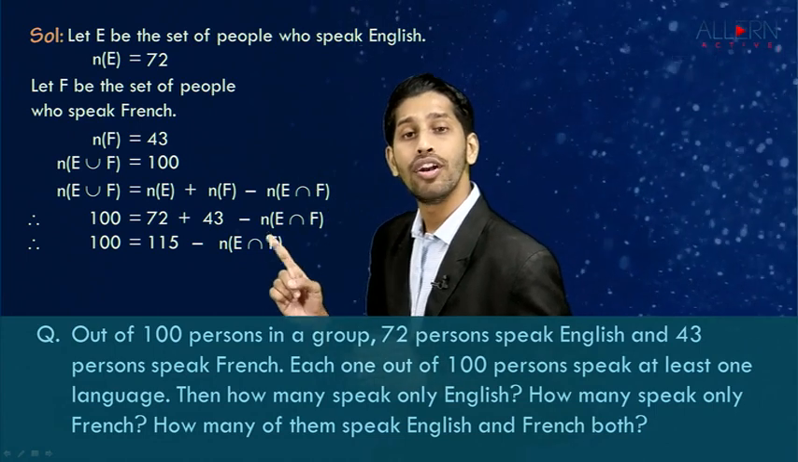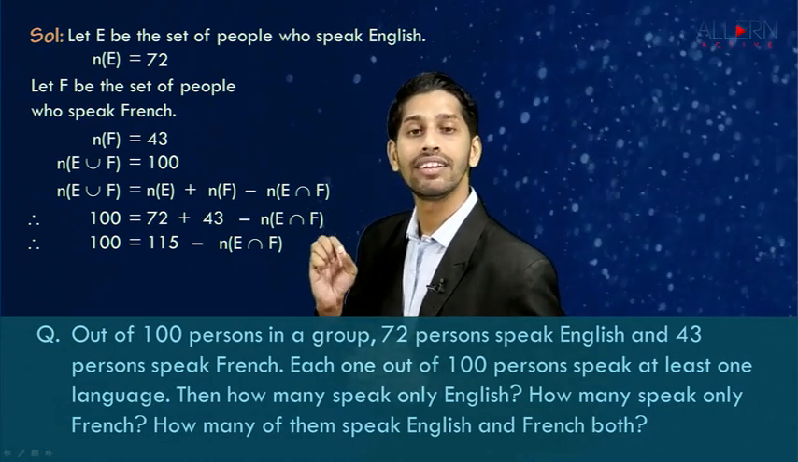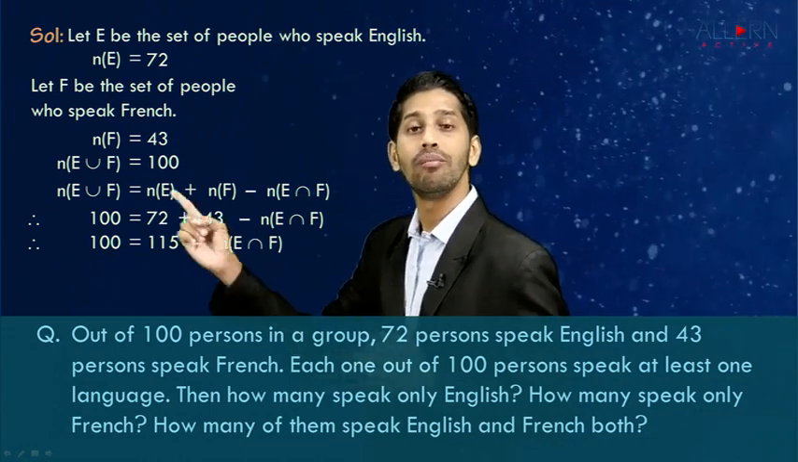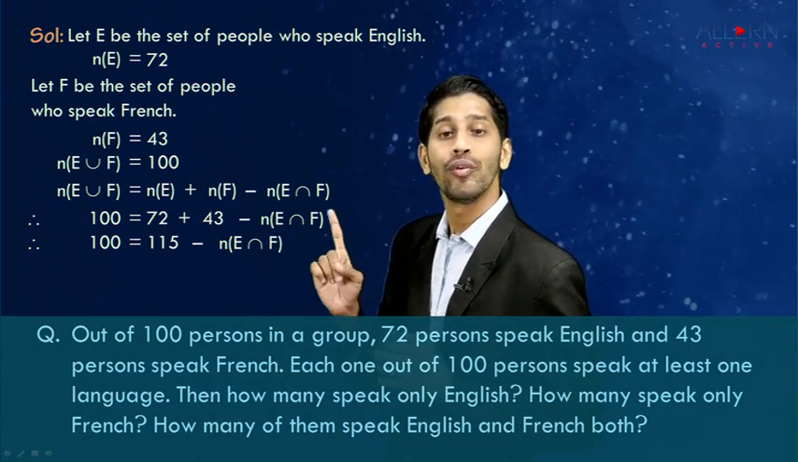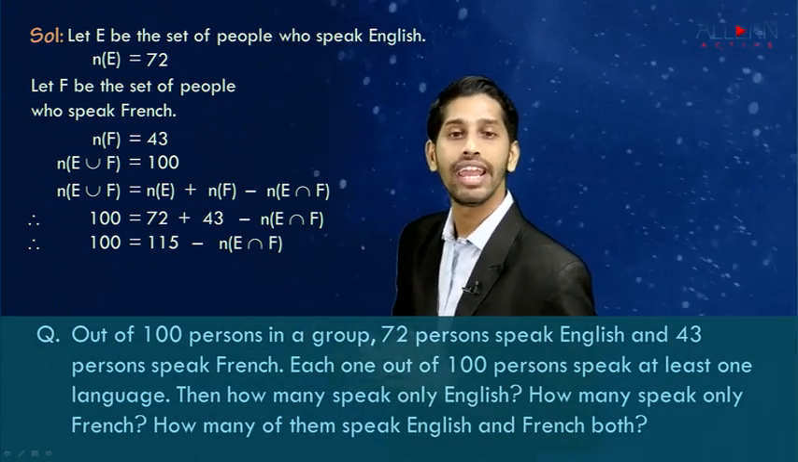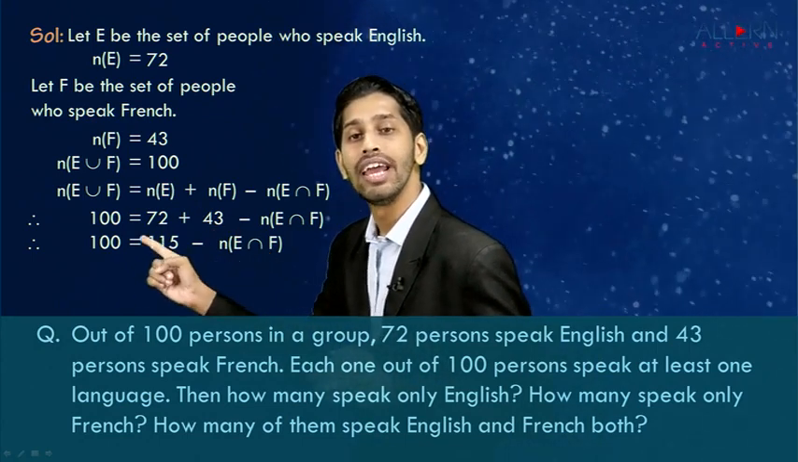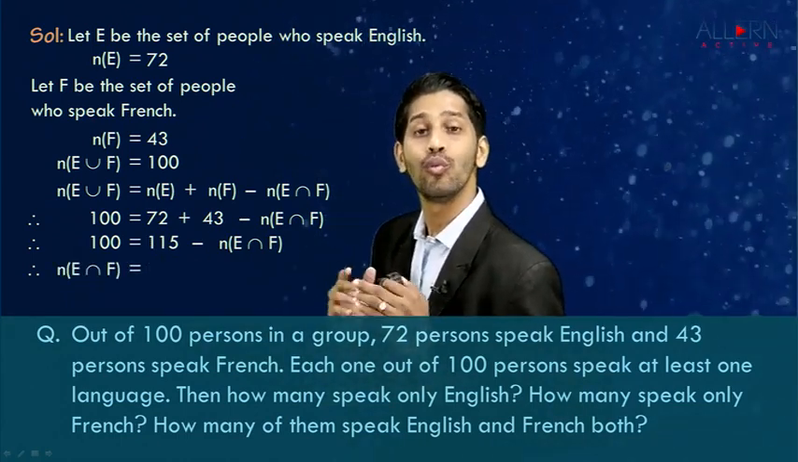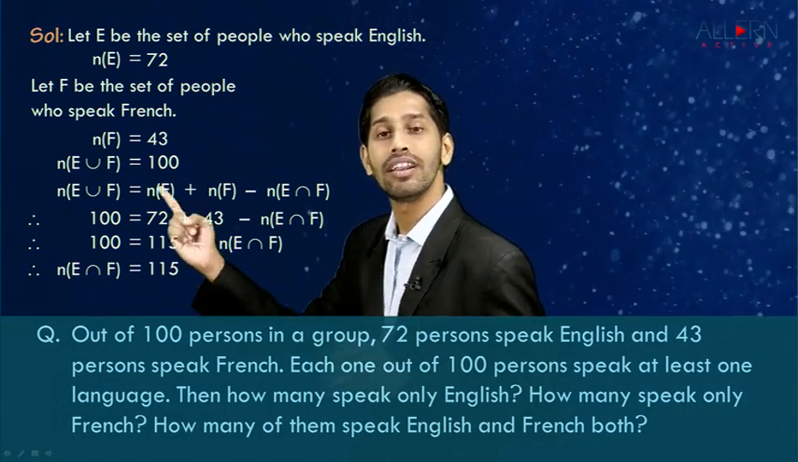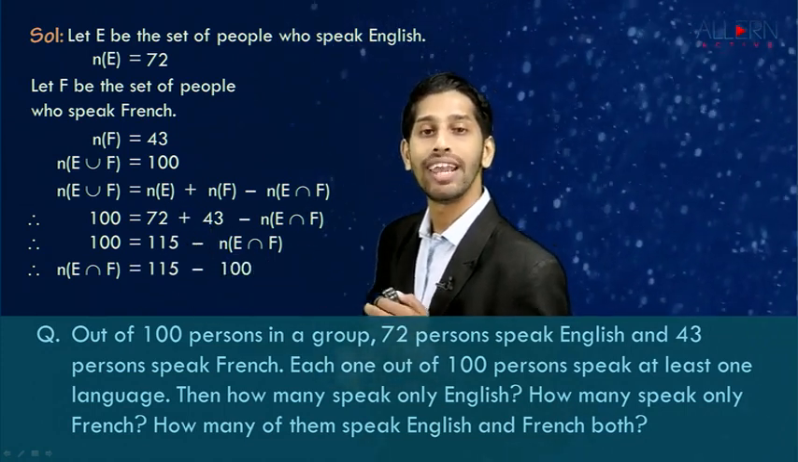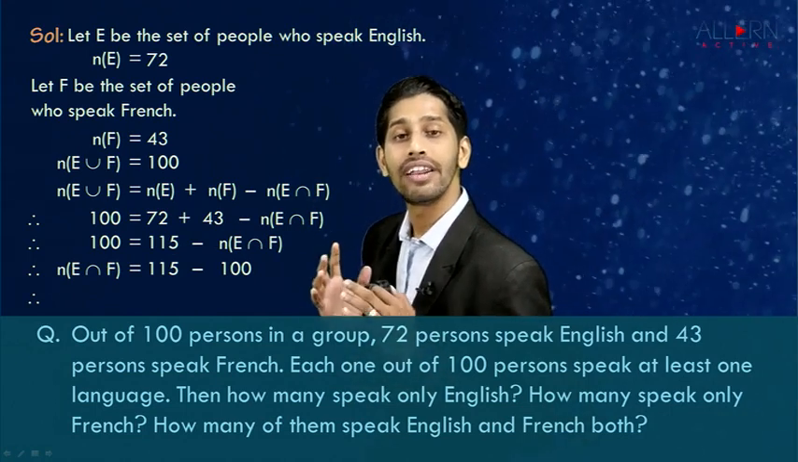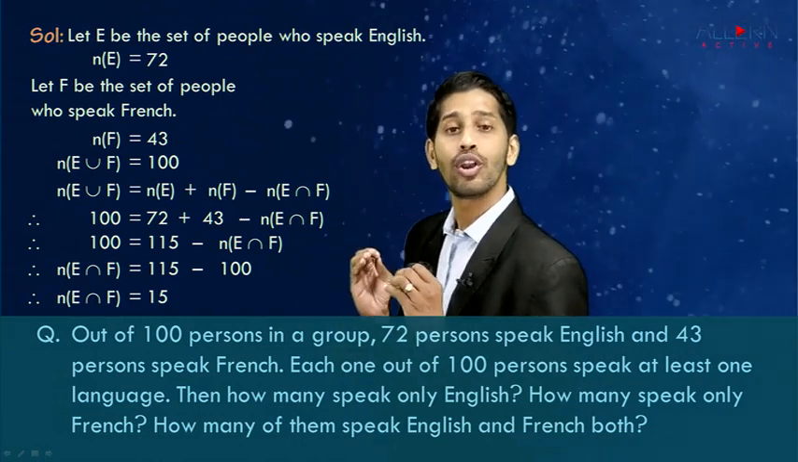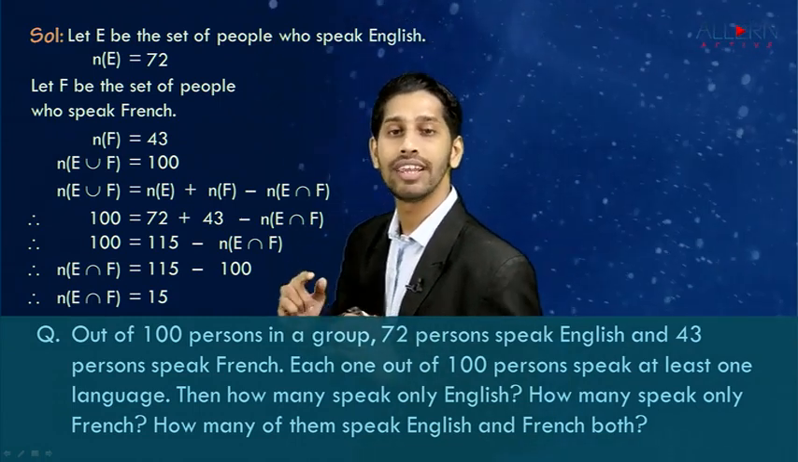Now, in order to get the value of n of E intersection F, we'll have to shift this term to the left side and we'll bring this 100 to the right side. So when we shift this negative n of E intersection F to the left side, it will become positive. n of E intersection F is equal to 115, and when we shift this 100 to the other side, it will become minus 100. So we get 115 minus 100 which is equal to 15. So the number of persons who speak English and French is 15.